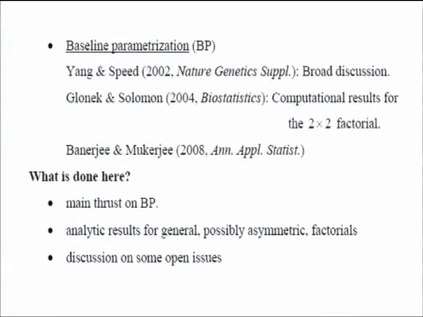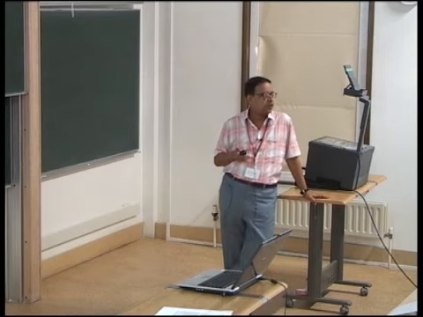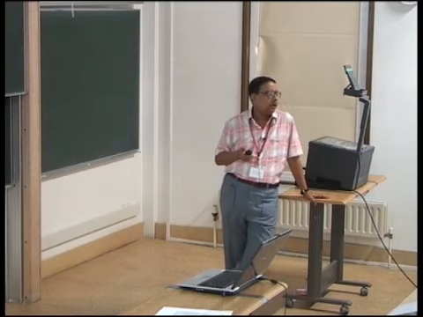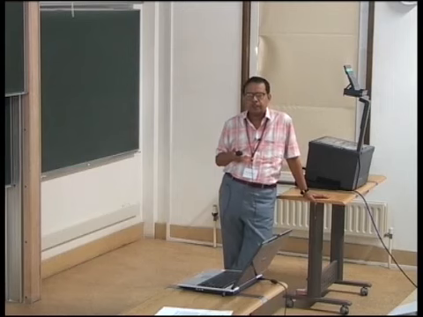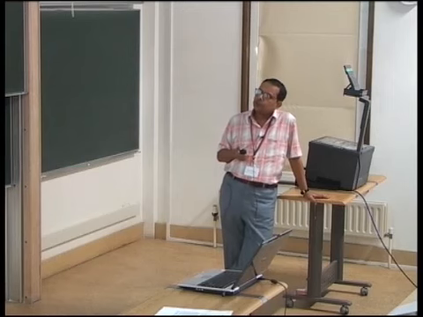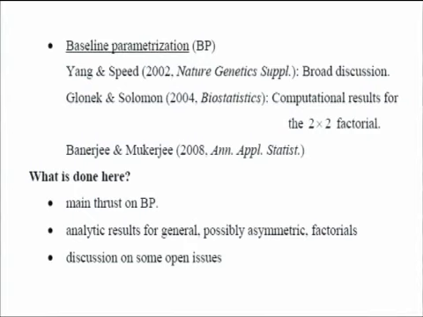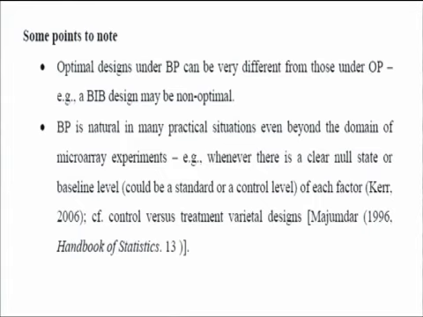I am soon describing in some detail the distinction between the baseline parameterization and the more common orthogonal parameterization in factorial designs. So, what is done here? The main thrust would be on the baseline parameterization, and we will try to get analytic as opposed to computational results, and we will discuss some open issues.